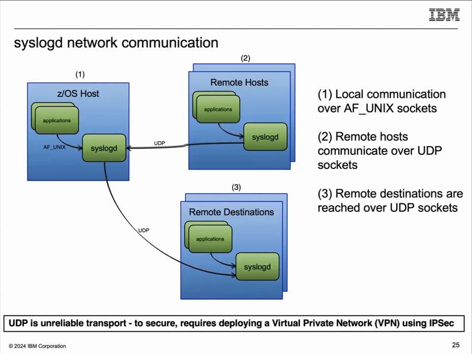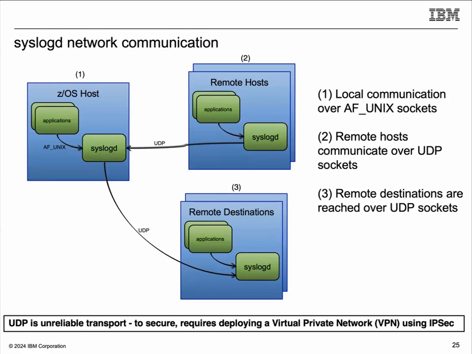Now, as mentioned, this is only UDP, which is an unreliable transport. TCP is reliable, with guaranteed message delivery. UDP is best effort only, so if any messages get lost in transit, they stay lost. In addition, when Sam was talking about TLS, TLS only applies to the TCP protocol. So in order to secure these types of messages, you have to create a virtual private network using IPsec between the zOS host and all the remote hosts.